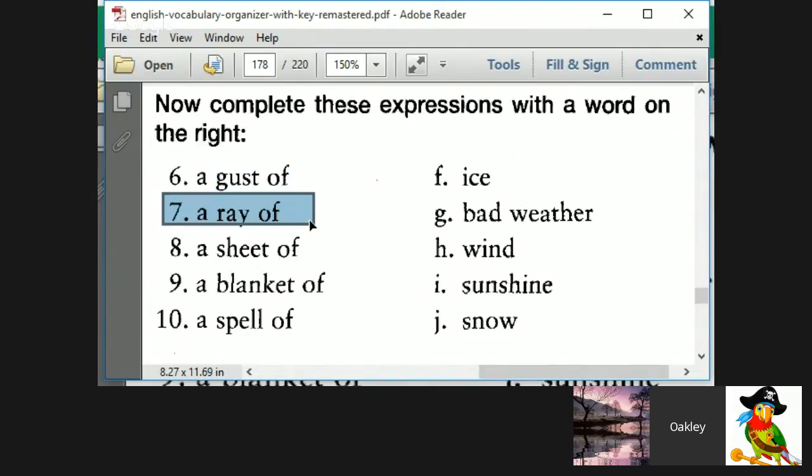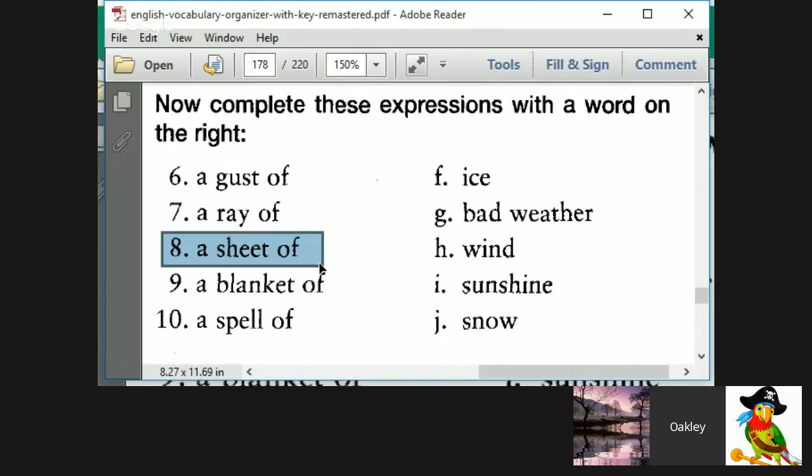All right, Sam, number 7. A ray of sunshine. Exactly. This particular expression is also used idiomatically. If there's someone in your office who makes everyone else cheerful, a very bright and happy person, you might call that person a ray of sunshine. Oh, Martha is a ray of sunshine in our office. She always cheers everyone up. So it can be used idiomatically that way.